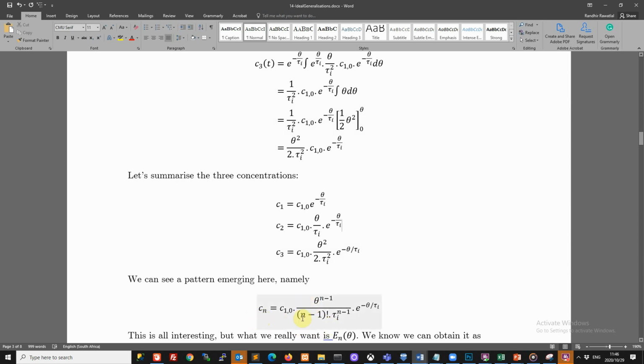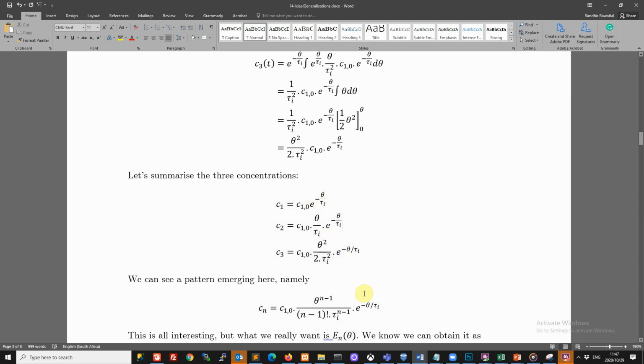So for the nth tank, it's theta to the n minus 1, tau to the n minus 1, and then 1 over n minus 1 factorial. So maybe to see that more clearly, you can do the fourth tank in a series and show that that fits the pattern. More correctly, though, you can do this by induction and show that you get the factorial factor emerging there. You also have the exponential part, but that's the same in each case.